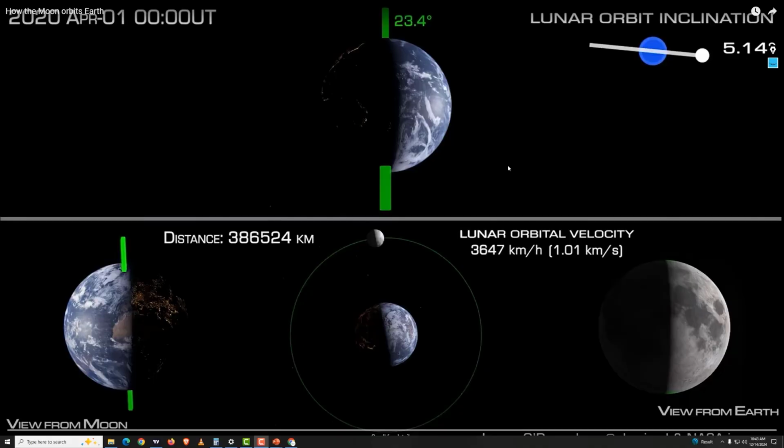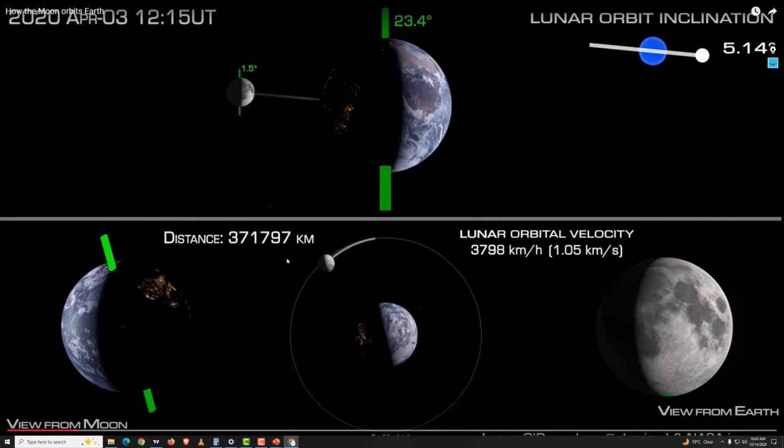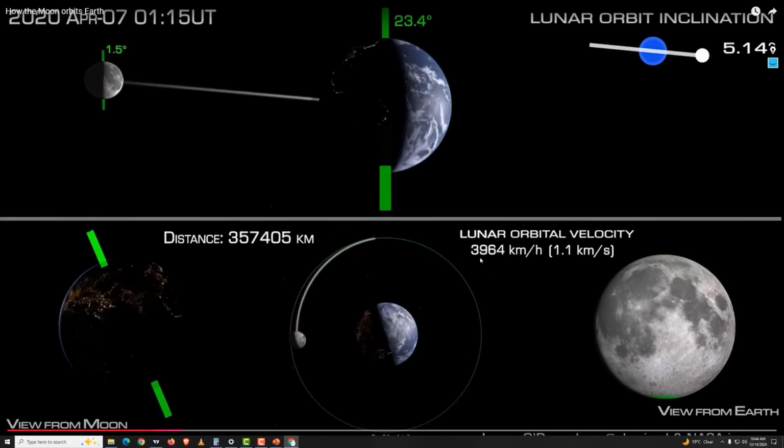Just notice one thing, when the distance decreases, the velocity will increase. Let's see. The distance is decreasing and the velocity is increasing.